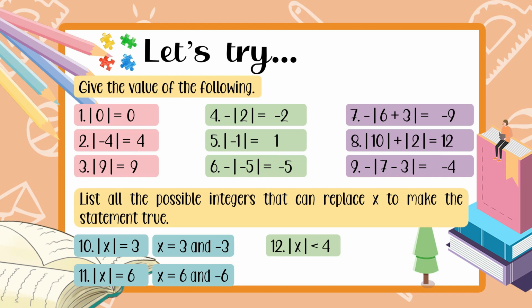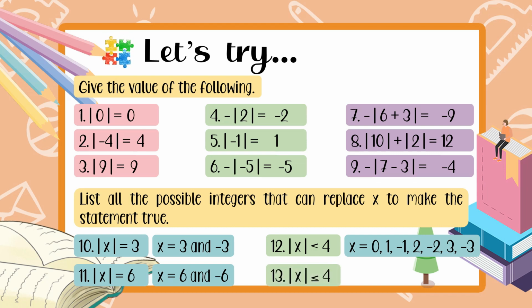So, the answers are x is equal to 0 kasi absolute value of 0 is 0. Pwede ring 1 and negative 1. They can give the absolute value of 1. Next, we have 2 and negative 2. And lastly, we have 3 and negative 3.